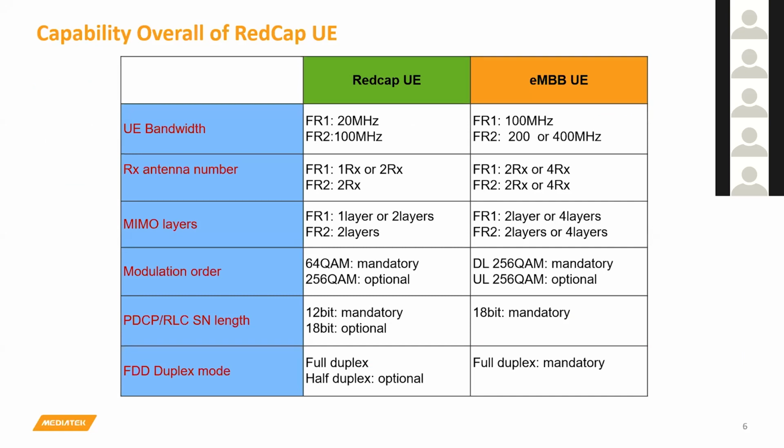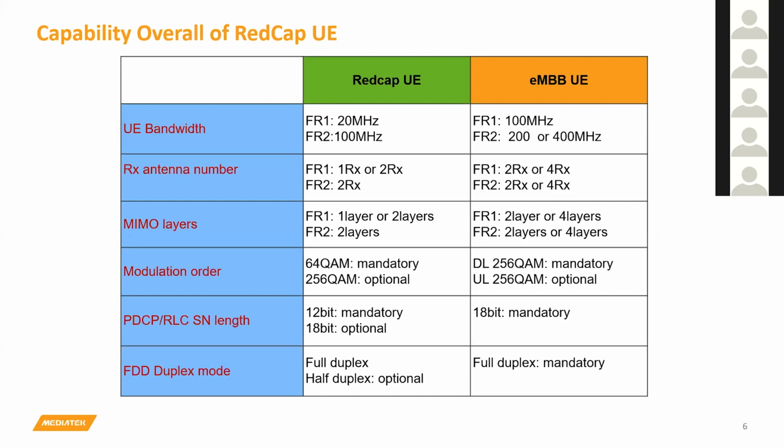Okay, let's have a look at the overall capability of RedCap UE. The maximum bandwidth of RedCap UE is 20 MHz for FR1 and 100 MHz for FR2. The RX antenna number is 1RX or 2RX for FR1 and 2RX for FR2. The MIMO layers is 1 layer or 2 layers for FR1 and 2 layers for FR2.